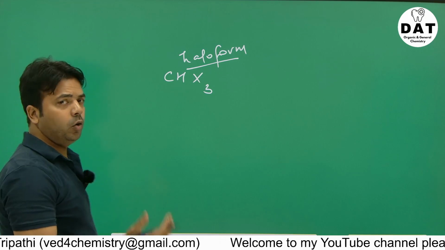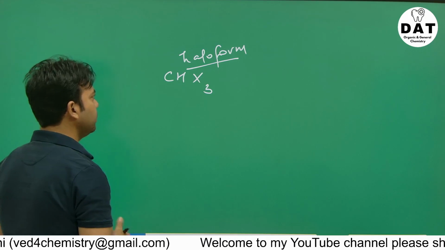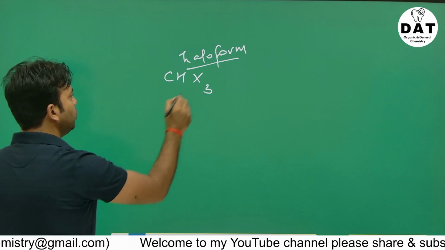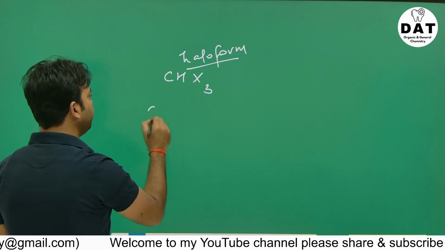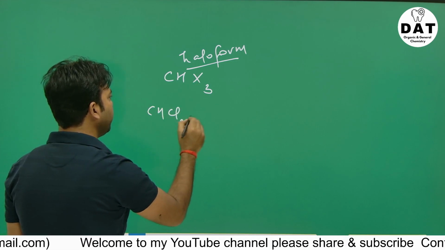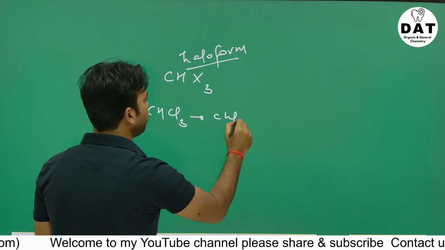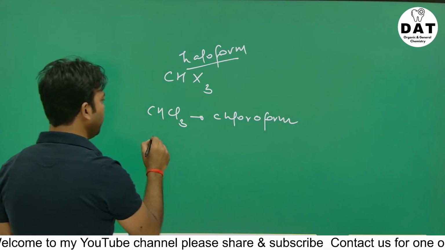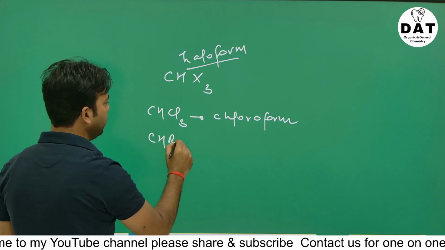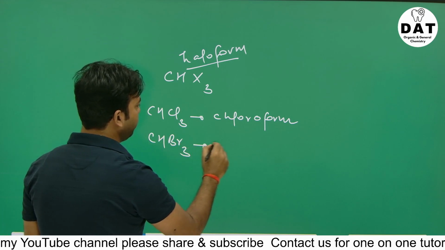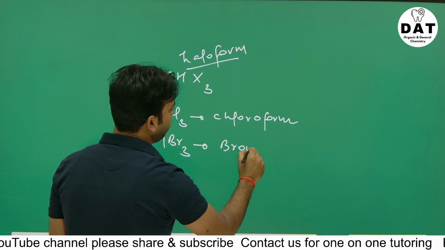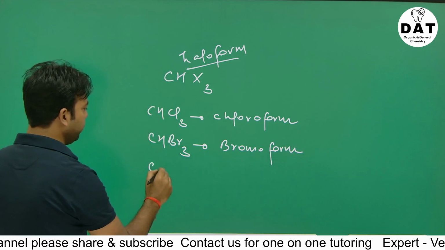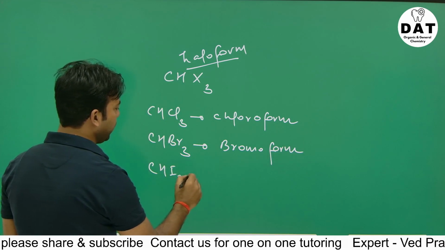X can be chlorine, bromine and iodine. Generally these three are more popular, not fluorine. So if you keep chlorine here, this is CHCl3, which is chloroform. If you keep bromine, then this is called bromoform. And if you keep iodine, this is called iodoform.